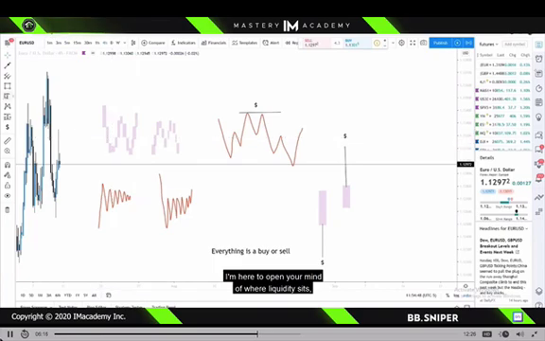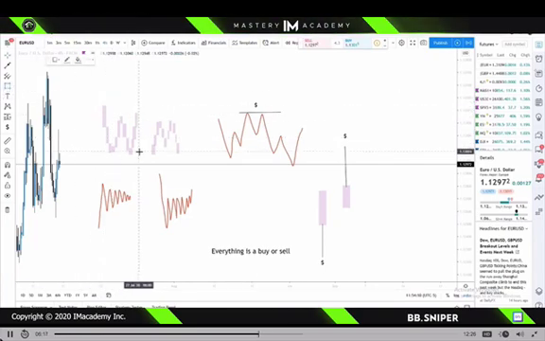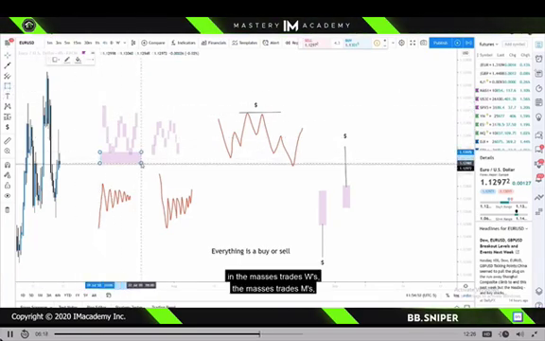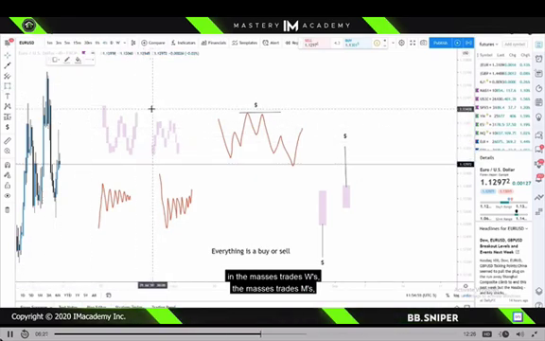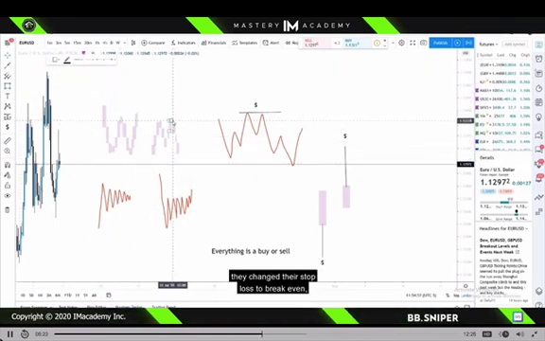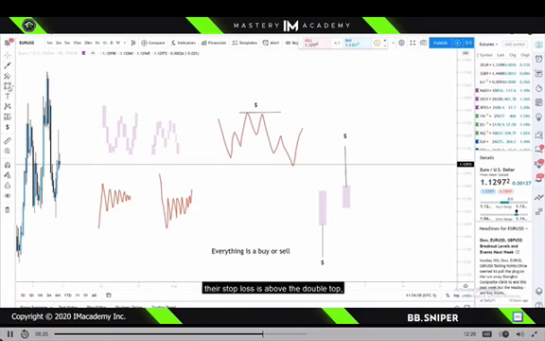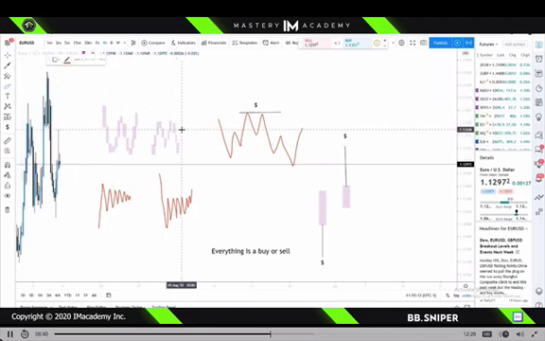I'm here to open your mind to where liquidity sits, and the masses trade W's, the masses trade M's. When they're in profit, they change their stop loss to break even. Their stop loss is above the double top, below the double bottom, and also break and retest traders.